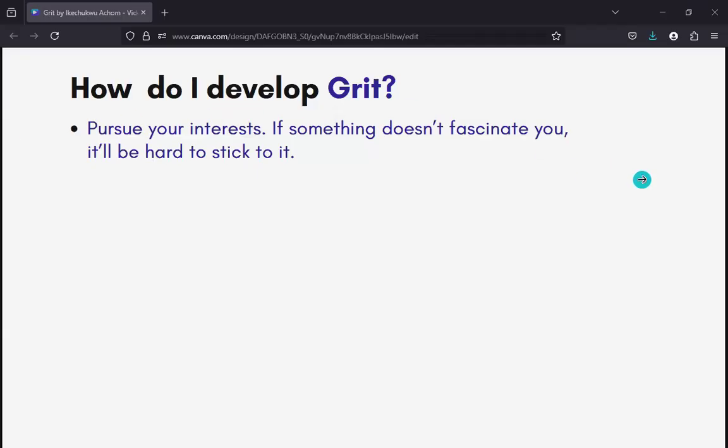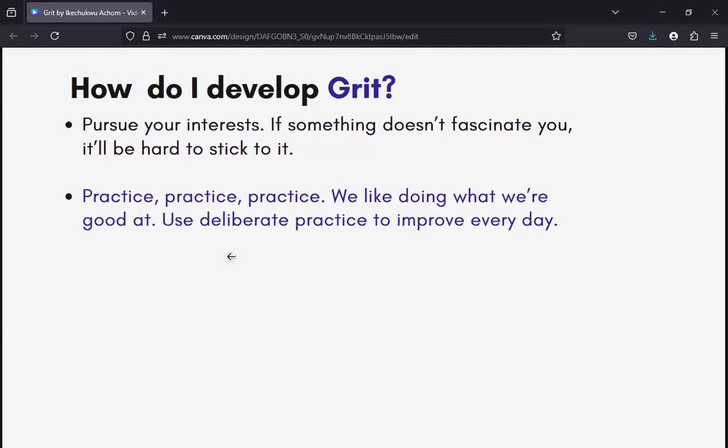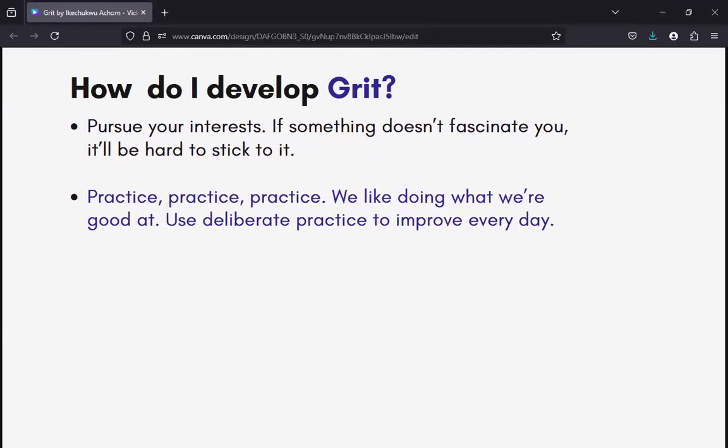Then the next one is to practice, practice, practice. We like doing what we are good at. That's the truth. Or maybe I should even say, we love doing what we are good at. So use deliberate practice, intentional practice. Champions are made when nobody is watching.